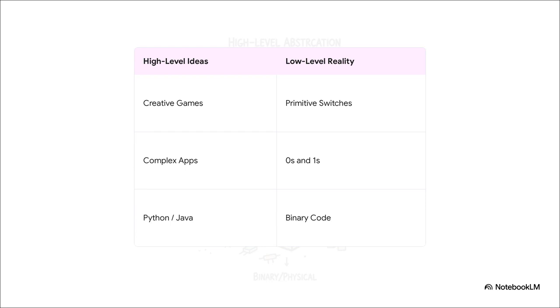Over here, you've got your brilliant, creative ideas, your games, your apps, written in something like Python or Java. And then way over here, you have the actual machine, which is, well, it's pretty primitive. It only gets on or off, zeros and ones. That's it. It has no idea what a game is, or a user, or fun. So the real question is, how in the world do we bridge that insane divide?